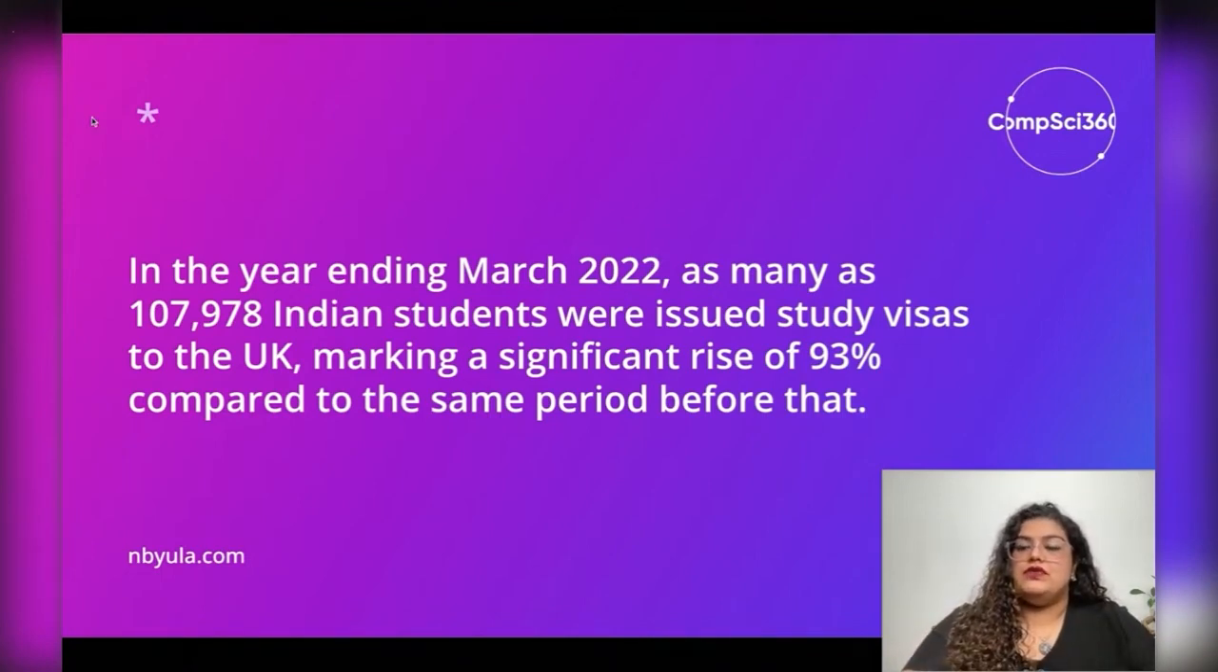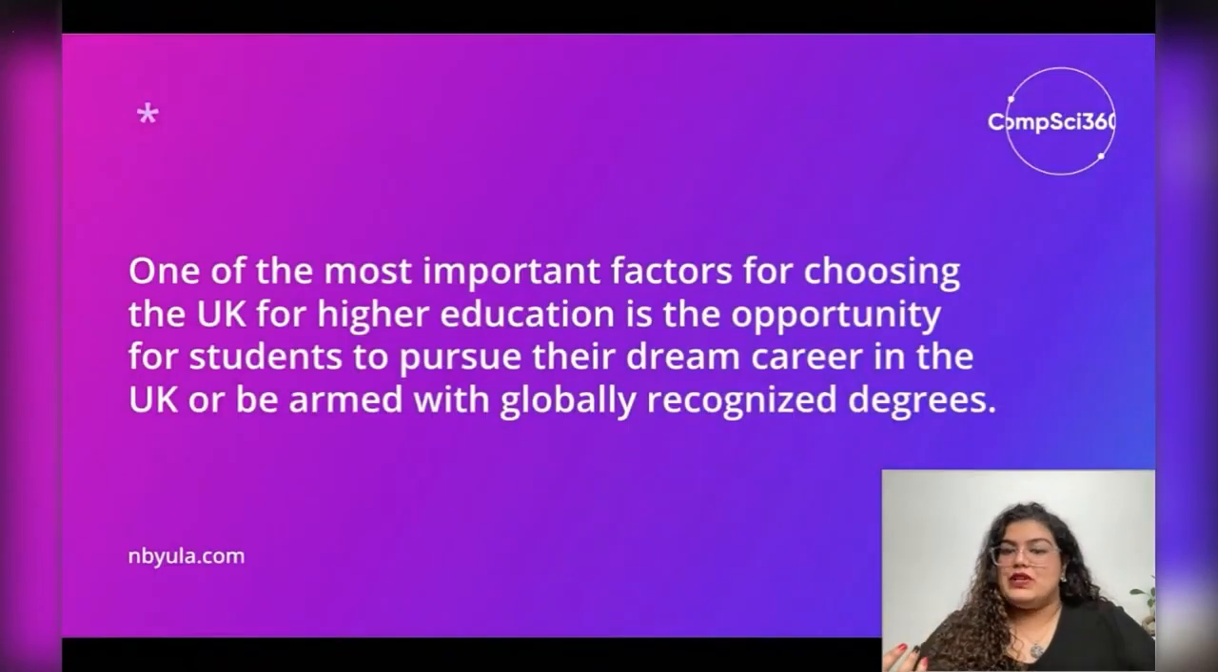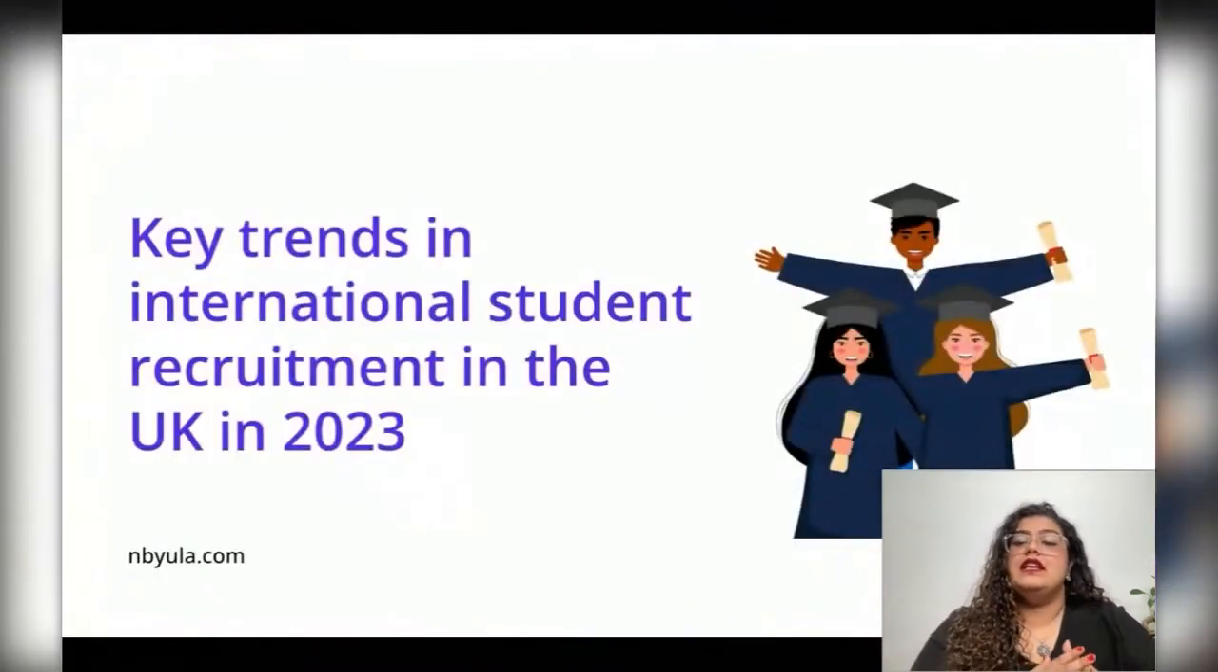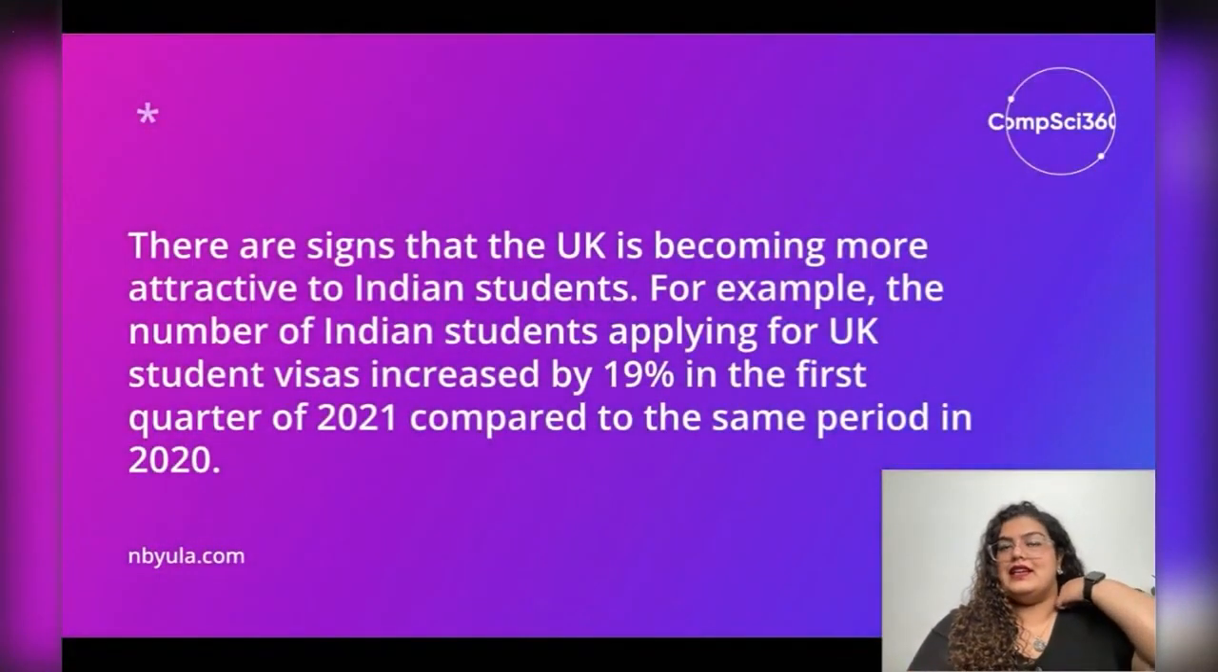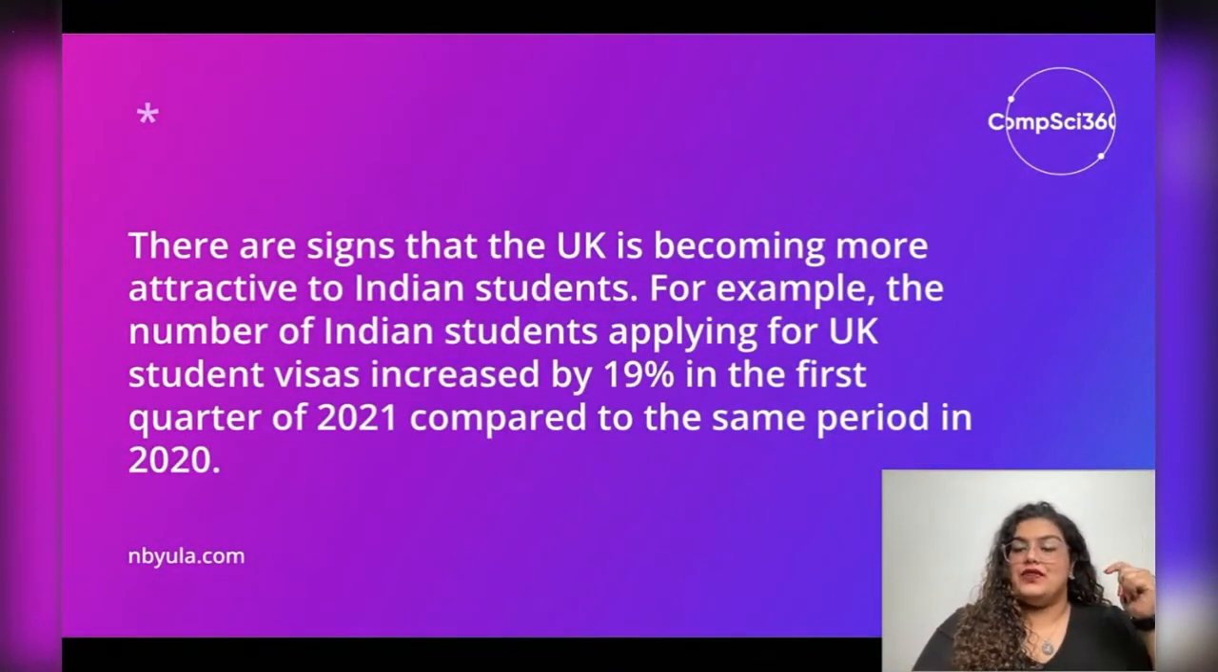Let's look at what are some of the factors there. I have also included here that one of the most important factors of choosing is how the UK has globally recognized degrees, as I've just mentioned. What are some of the key trends in international student recruitment in the UK in 2023? So, what are the current trends in international student recruitments? We keep hearing that there are key trends, there are falling trends, old trends are coming back. What is this news that we hear every time?